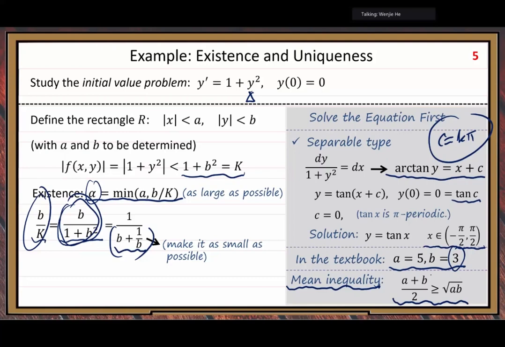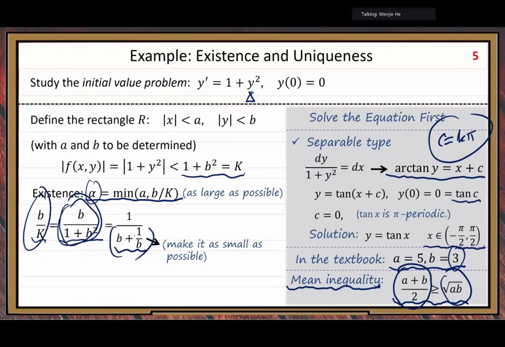The left-hand side we call the arithmetic mean. The right-hand side is another, different mean, the geometric mean. So this mean inequality tells us the arithmetic mean is always greater than or equal to the geometric mean. That's the well-known theorem.